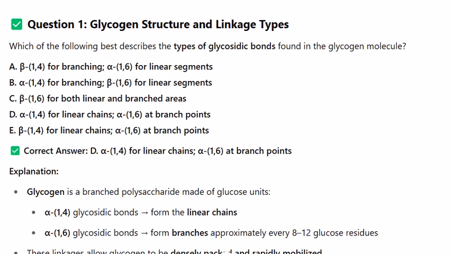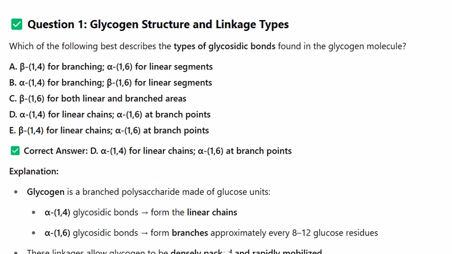A. α-1,4 for branching, α-1,6 for linear segments. B. α-1,4 for branching, β-1,6 for linear segments. C. β-1,6 for both linear and branched areas. D. α-1,4 for linear chains, α-1,6 at branch points. E. β-1,4 for linear chains, 1,6 at branch points.